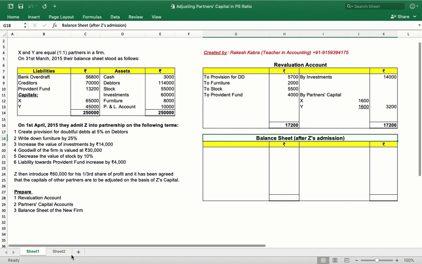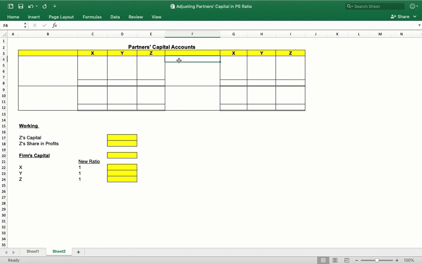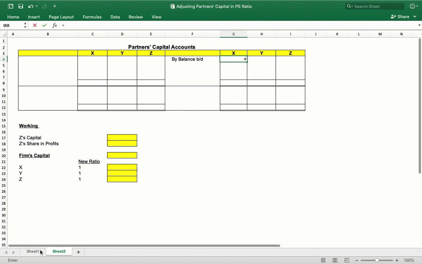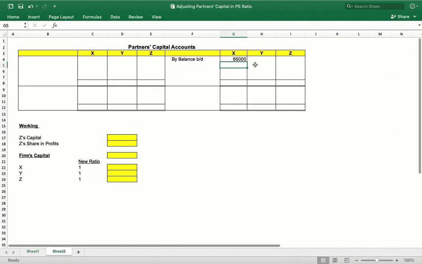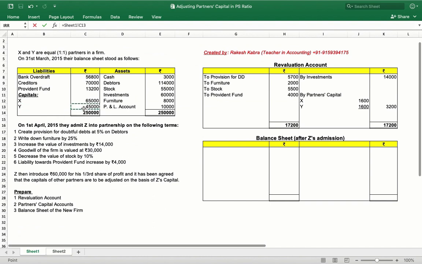So in this question, first we will update the partner's capital accounts. And for this, first we will write the opening balances of partner's capital by balance brought down. And these balances you will get from the balance sheet which is given in the question. So capital of X is rupees 65,000 and capital of Y is rupees 45,000.